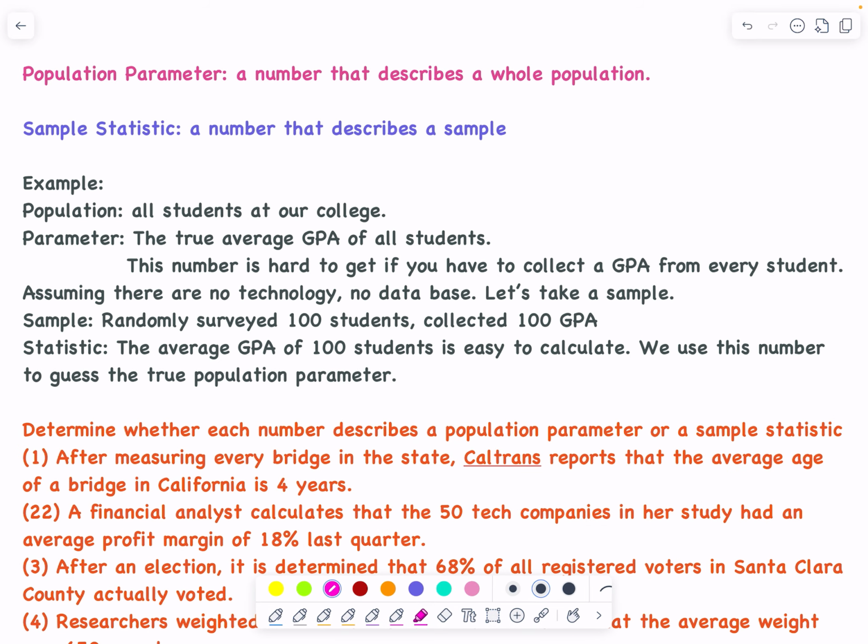Assuming there is no technology, no database, let's take a sample. The sample is you randomly survey 100 students, collect 100 GPAs, and then the statistic is the average of these 100 GPAs. So you add them up and then divide by 100 students. This is easier to do. Whatever average GPA you have, that is the average of your sample, compared to the average of the entire population. The average of the entire population is called a parameter. The average of the sample is called a statistic.